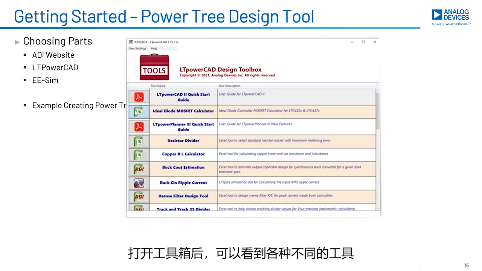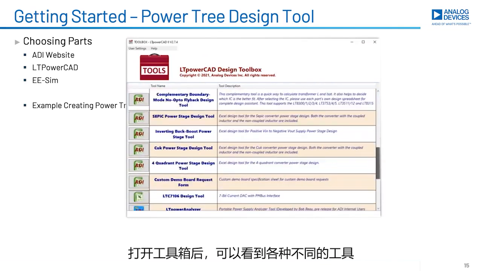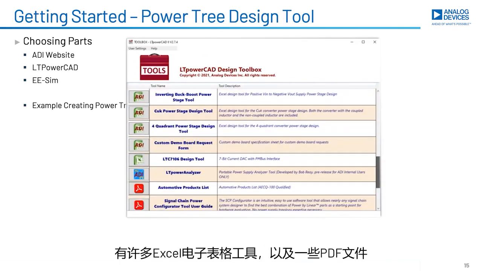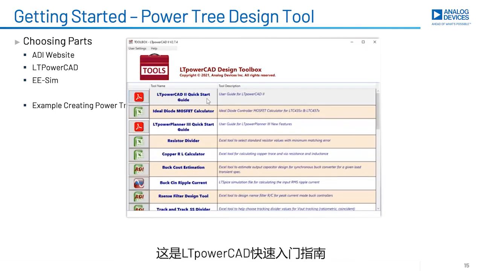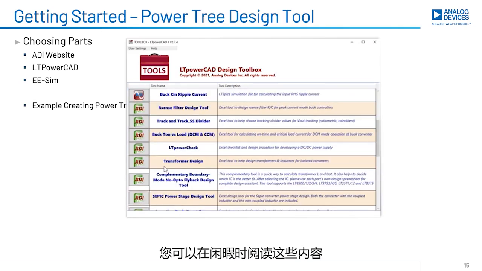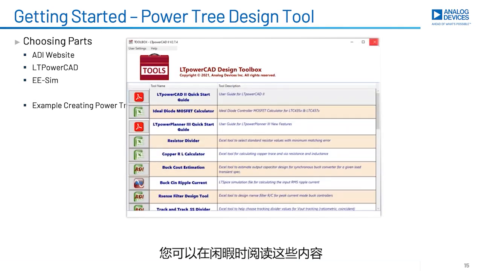And so when we open the toolbox, here are all the different tools that we can look at. There are a number of Excel spreadsheet tools, and there's some PDF files. So here's the LT PowerCAD Quick Start Guide. This is the most updated version. So you can open that up to look at the Quick Start Guide. There's also a Quick Start Guide for LT Power Planner. That's here. So feel free to peruse these at your leisure.